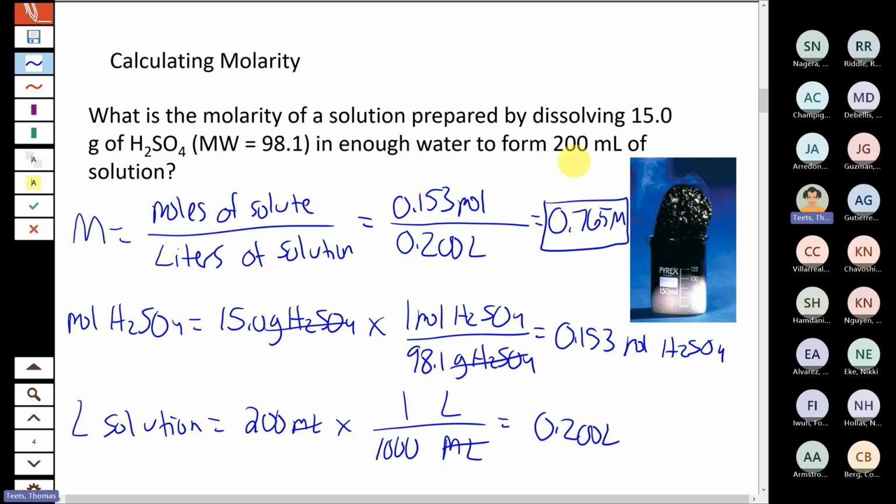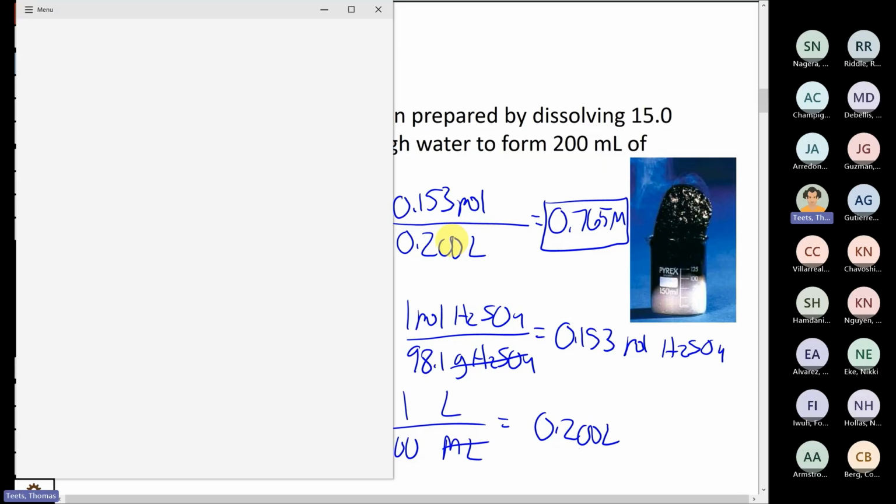Okay, so that's how we calculate molarity. Again, it often would involve using things that we've already learned about relationships between mass and moles, like we did here. And then you just have to make sure you include the volume of the solution in the denominator.